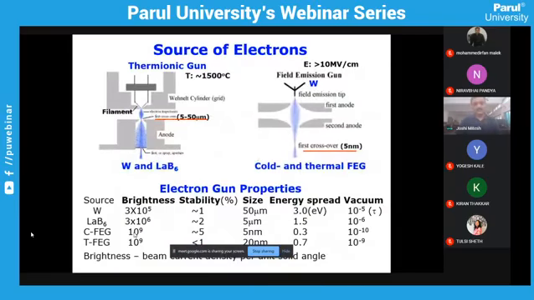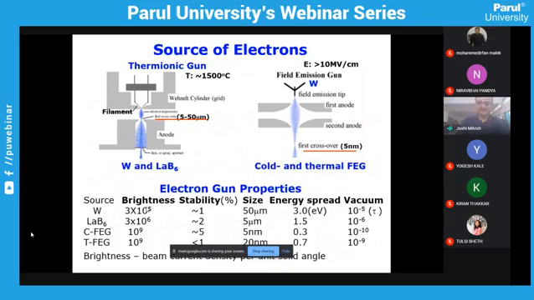We have different sources of electrons in this. The first source of electrons is tungsten, which is widely used. The second is called LaB6, which is also used to get higher resolution.